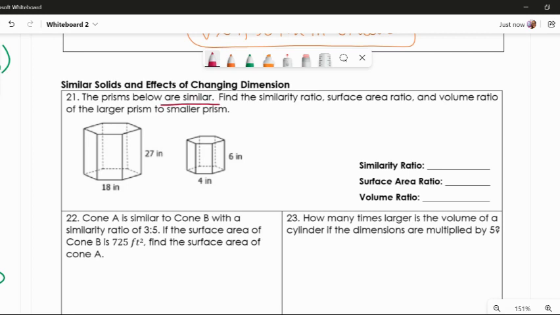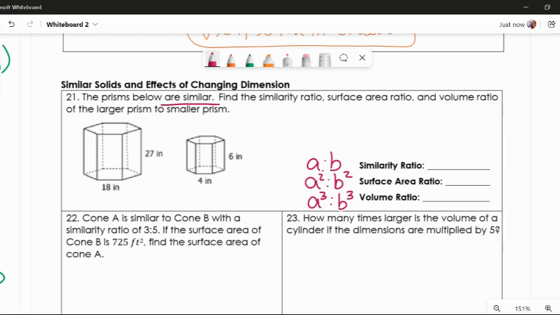Find the similarity ratio. Remember, that's A to B. The area ratio, surface area ratio, that's going to be A squared to B squared, and the volume ratio will be A cubed to B cubed. And I like to write these down on the side so I remember, and they make sense. Area is going to be square, volume is going to be cube. This regular similarity ratio is just comparing the sides, and so the sides are just regular units. So like this would be regular inches. Okay, find the similarity ratio.